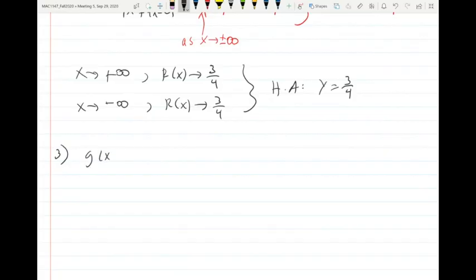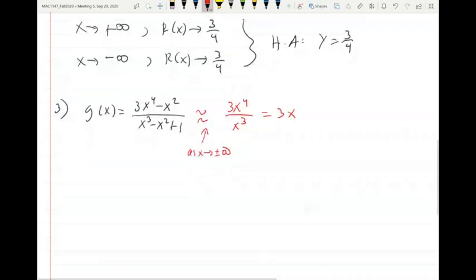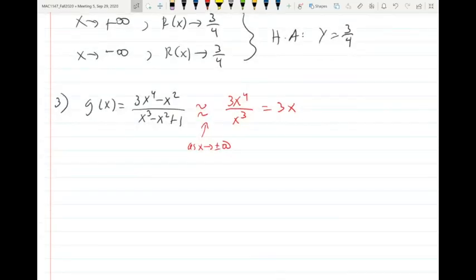So for example, what if you have 3x to the 4 minus x squared over x cubed minus x squared plus 1? Imagine that you have something like this. If you want to figure out the end behavior, you can still use the garbage rule very quickly. As x approaches positive or negative infinity, this is close to this quotient, which would be 3x. So in other words, this function is going to look more and more linear as x gets very big. That's what this means.